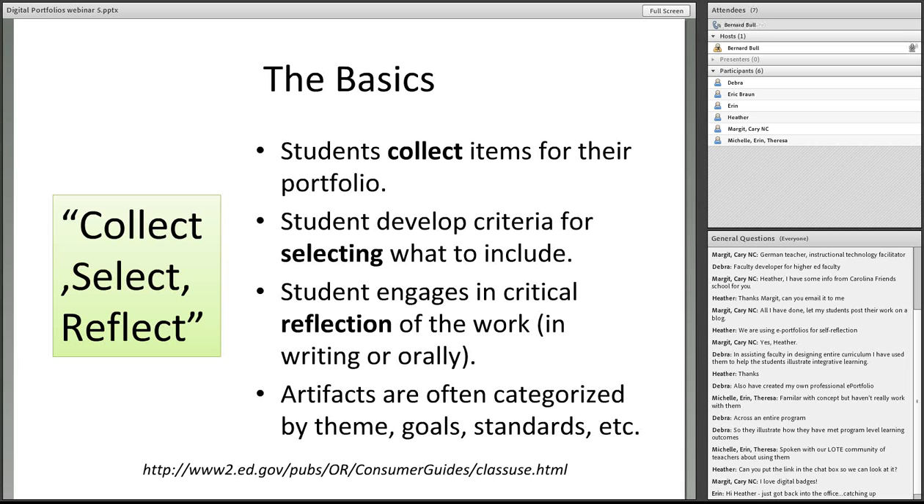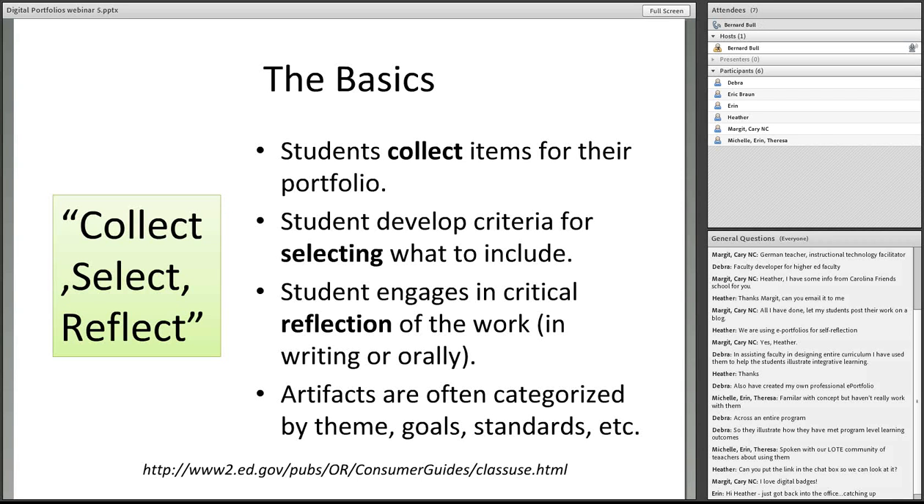And also, as part of the selection process, once they've selected these items, they engage in some critical reflection of their own work. Now, this can be in writing. Usually in a portfolio, learners are expected to not only include an artifact, but include some kind of written piece that reflects on what they've learned from that artifact, what that artifact says about their learning and their progress.